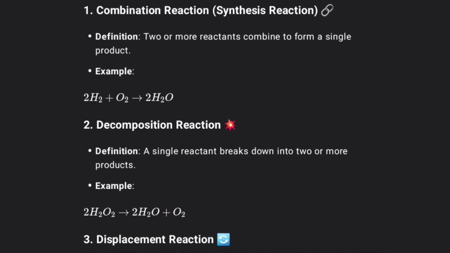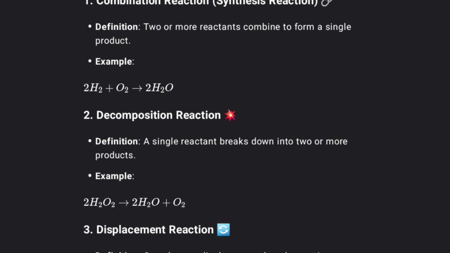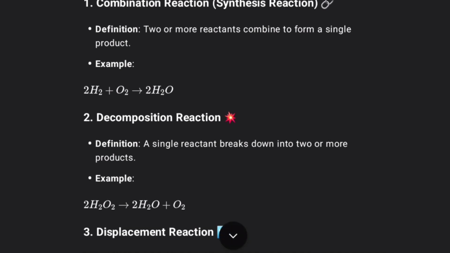Combination reaction, synthesis reaction. Definition: two or more reactants combine to form a single product. Example: 2H2 plus O2 gives 2H2O. Explanation: hydrogen and oxygen combine to form water. 2, decomposition reaction. Definition: a single reactant breaks down into two or more products. Example: 2H2O2 gives 2H2O plus O2. Explanation: hydrogen peroxide decomposes into water and oxygen gas.